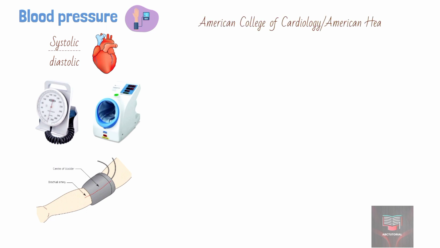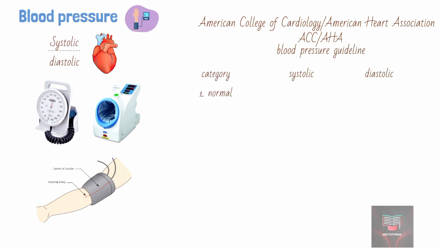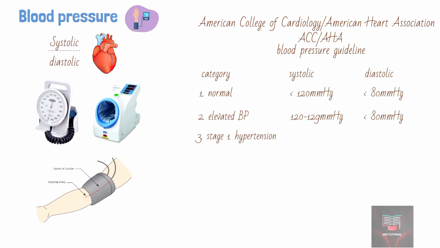The American College of Cardiology and American Heart Association, ACC/AHA, categorized blood pressures as follows. Normal blood pressure is systolic blood pressure of less than 120 and diastolic less than 80 mm of mercury. Elevated blood pressure is between 120 to 129 for systolic and less than 80 for diastolic. Stage 1 hypertension is systolic blood pressure of 130 to 139 or diastolic blood pressure of 80 to 89 mm of mercury, while stage 2 hypertension is systolic blood pressure of greater than or equal to 140 or diastolic blood pressure of greater than or equal to 90 mm mercury.